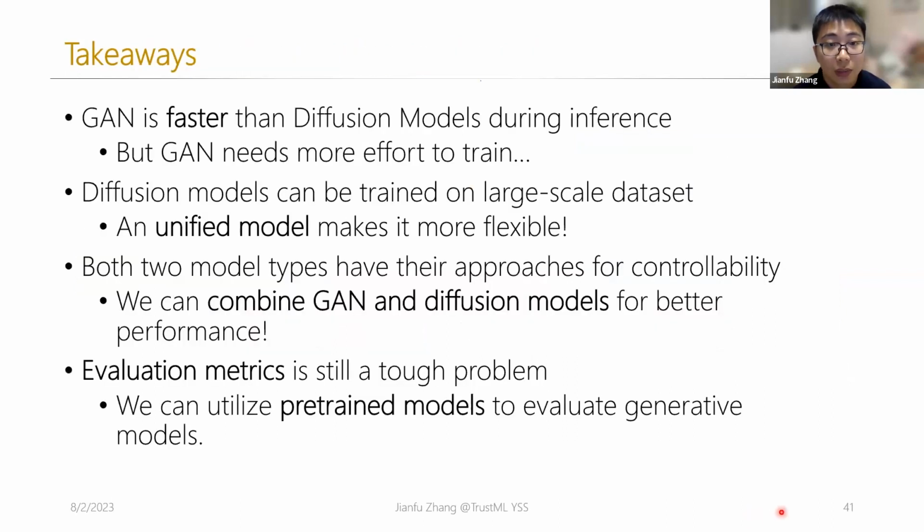So that's all about my talk today. In summary, we have introduced GANs and diffusion models, followed by a comparison of their respective advantages and limitations. GANs offer faster inference but require more effort in training. However, GANs have limitations in large-scale training, restricting their adaptability to diverse scenarios. Therefore, GANs might not fully adapt to specific task data unless they are well-trained.